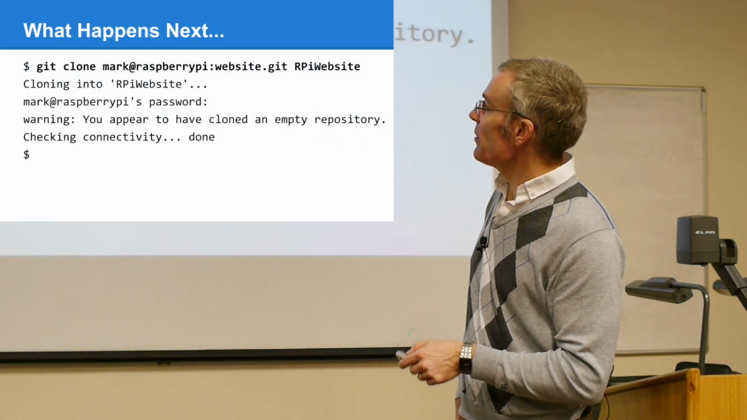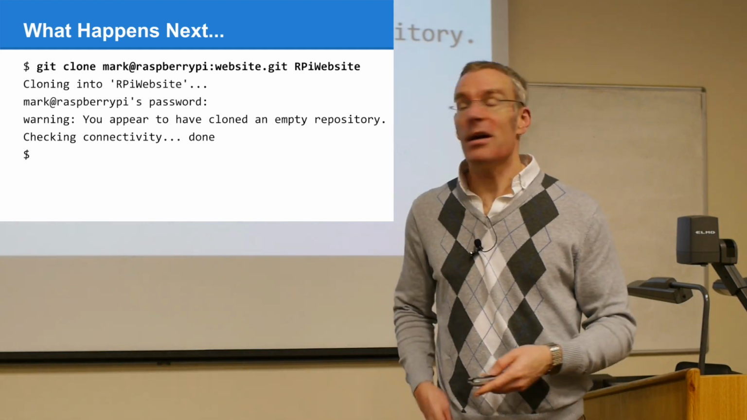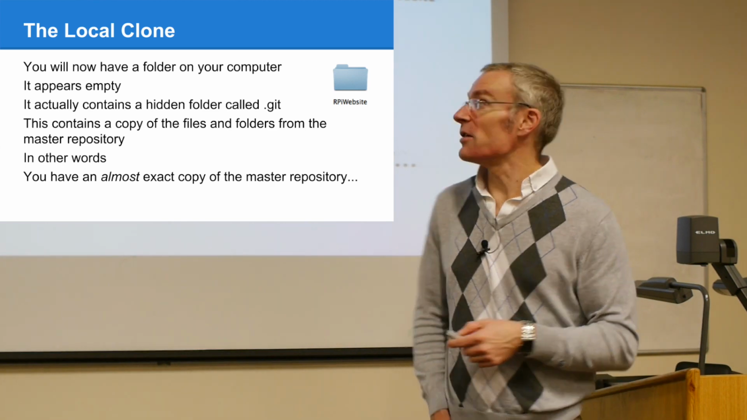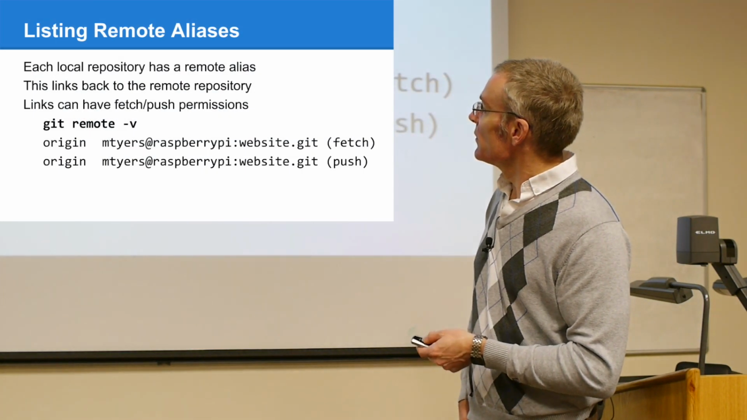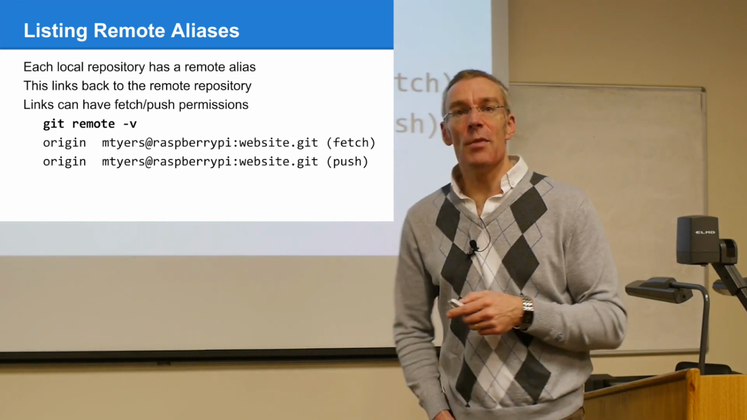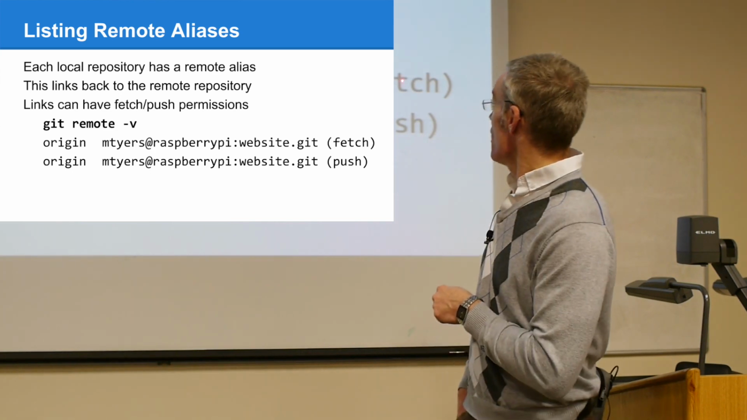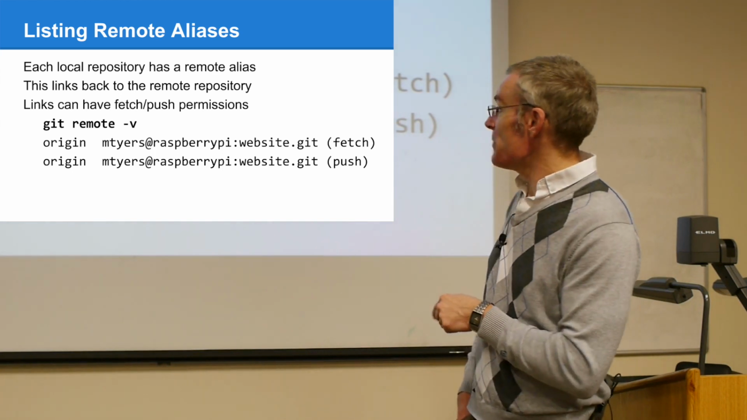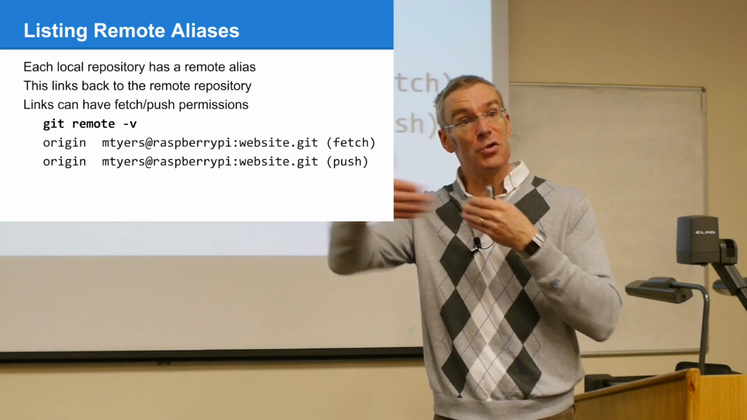It says cloning to the website, asks for your password, checking connectivity, done. And we now have a little folder on our computer which contains our project files. Okay, we've talked about the Git folder. Now, if you run this command, git remote, it tells you what connectivity you have for your repository. You can see here we have a fetch permission to that repository, and we have a push permission to that repository. So it's always good to double check that to make sure you've got permissions to push and pull.